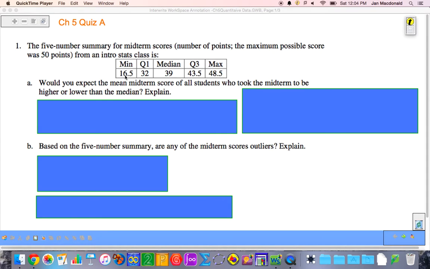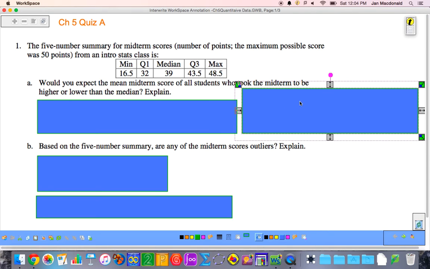Okay, so let's draw a box and whisker. Let's take a minute and talk about what the number line would look like. Our minimum value is 16.5 and our maximum value is 48.5. So I probably would go from 15 to 50. Take a minute and let's set up our box and whisker plot.